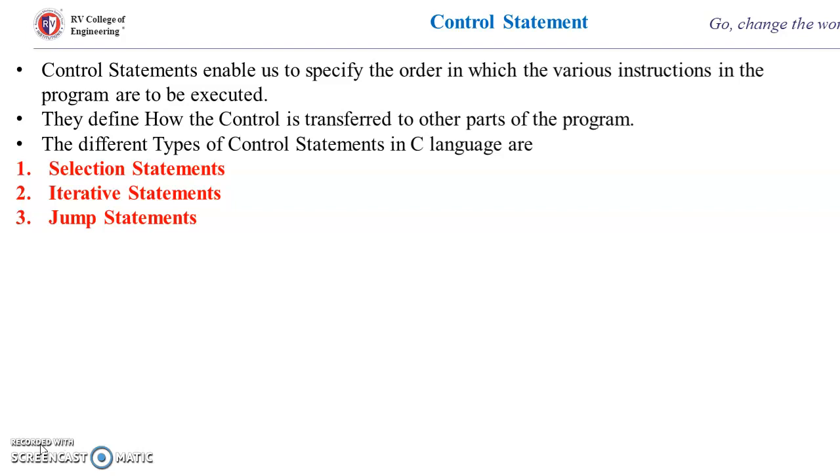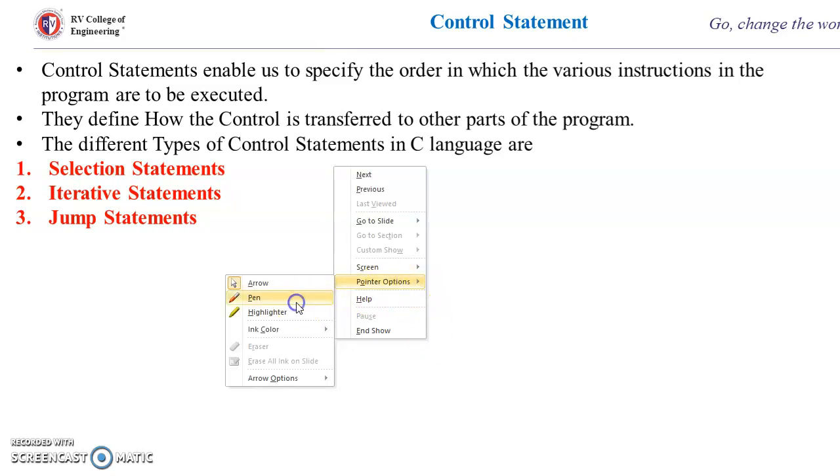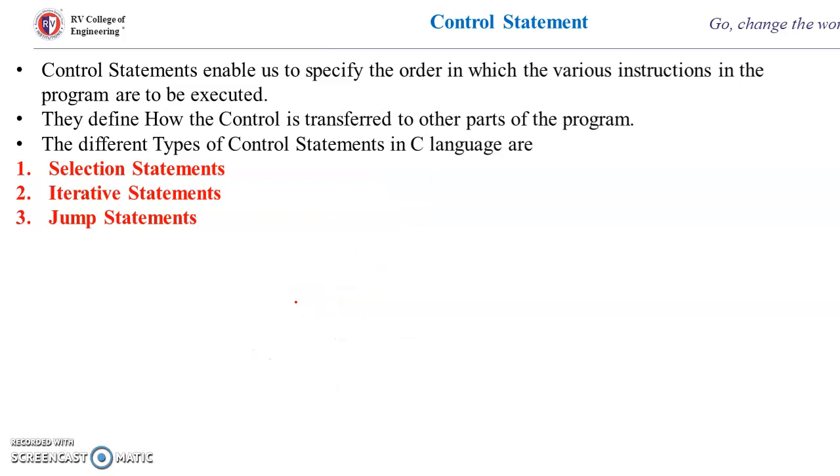It enables us to specify the order in which the various instructions in the program are to be executed, and they also define how the control is transferred to other parts of the program. So there are different types of control statement in C language. In today's video lecture I will cover the first category, that is selection statement.